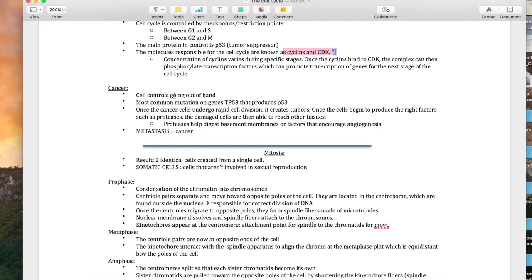Cancer, right? Cells going out of hand. Proteases are a big part of cancer, right? If you remember in cancer, MMP could trigger production of proteases. Proteases are crucial for invasion of the basement membrane and promotion of angiogenesis, right? Those two are two of the main factors for metastasis of cancer, if you remember.